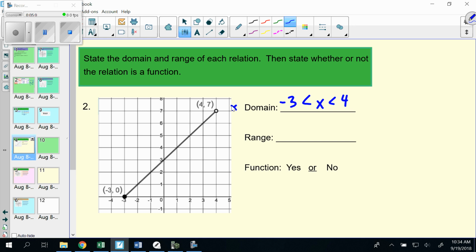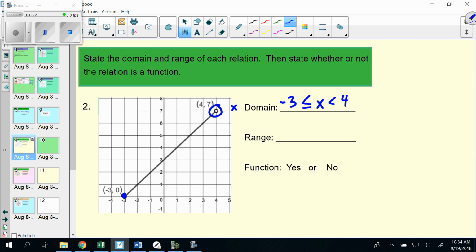With -3, it appears we do want to count it. We have a filled in point right at -3, so it could also be equal to -3. But if you look at 4, we got an open circle here. We don't want to count +4. That's not part of the domain. There's no point actually at 4 there.